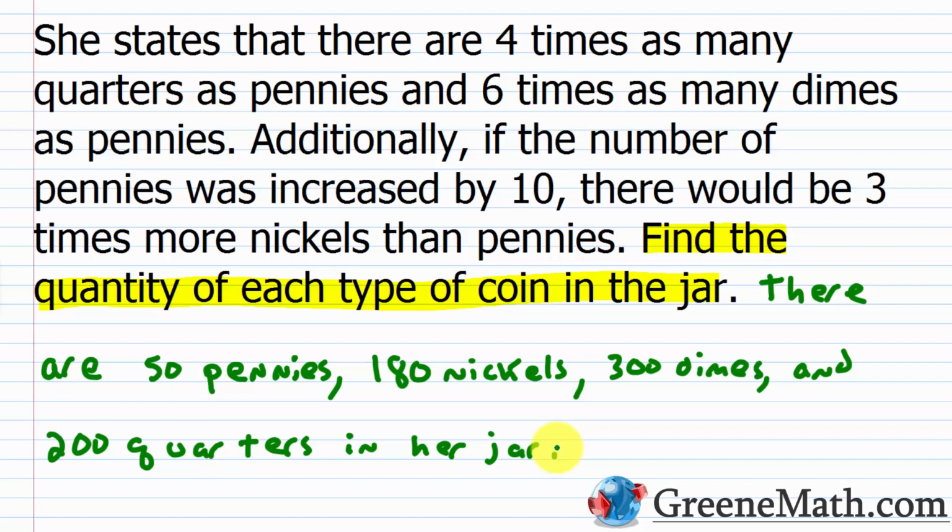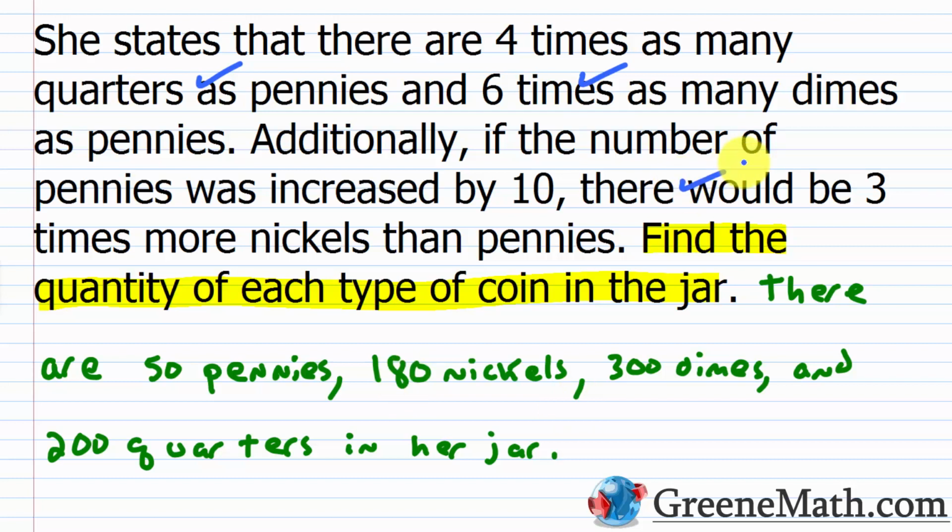So let's check this. So it tells us there are 4 times as many quarters as pennies. You've got 50 pennies and 200 quarters, so that checks out. So I'll just put a check there. Then we're told there's 6 times as many dimes as pennies. You've got 300 dimes and 50 pennies. So that checks out, right? 300 is 6 times 50. And then additionally, if the number of pennies was increased by 10, so if we went from 50 to 60, there would be 3 times more nickels than pennies. Well, yeah, if I had 60 pennies, I have 180 nickels. 60 times 3 is 180. So we're good to go there as well.